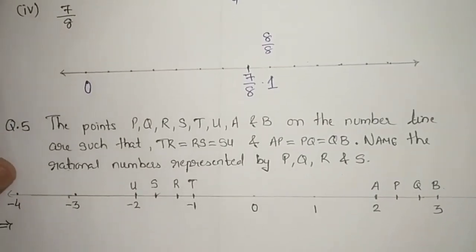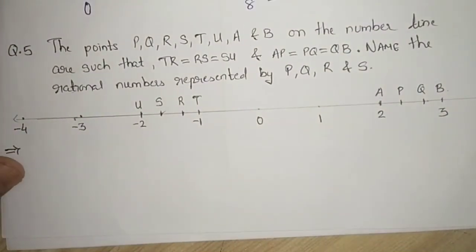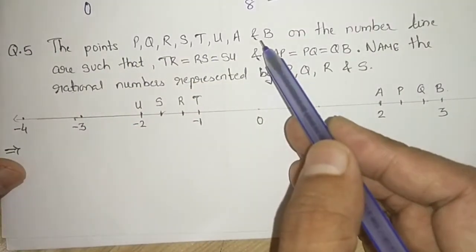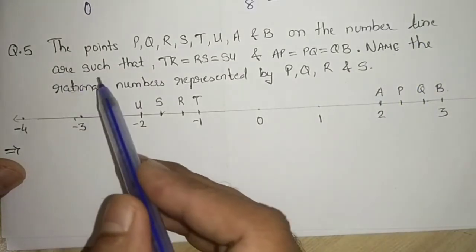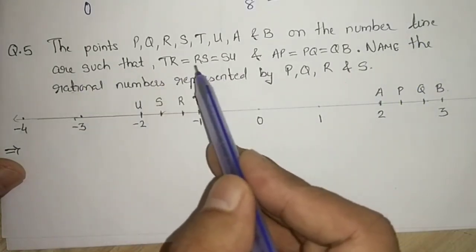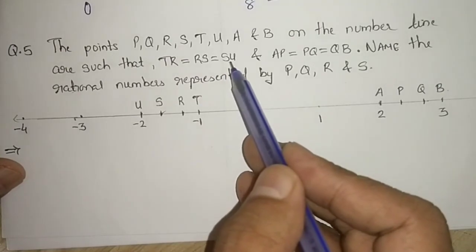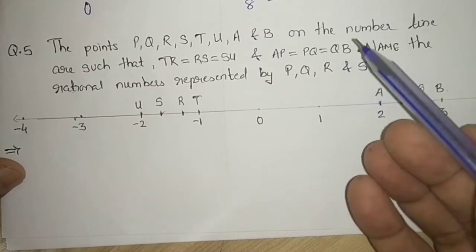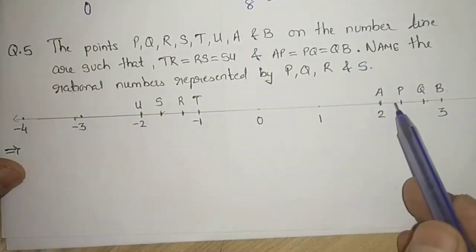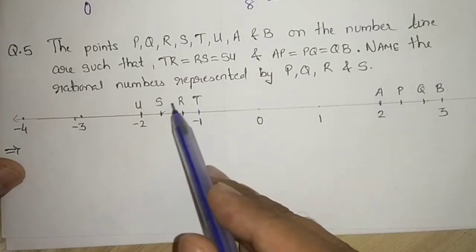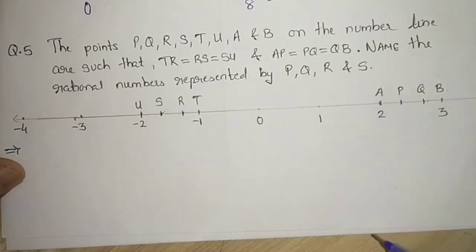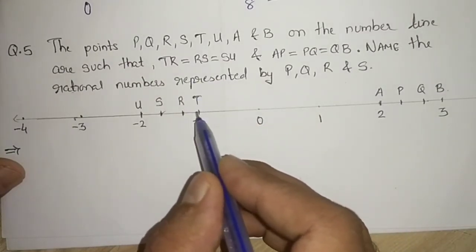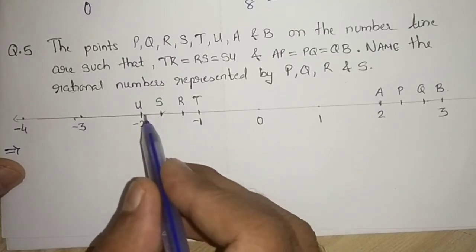Now moving to question number 5. Question number 5 says the points P, Q, R, S, T, U, A and B on the number line are such that TR is equal to RS is equal to SU and AP is equal to PQ is equal to QB. They have given us some points on the number line, that is P, Q, R, S, T, U, A and B. They are such that the distance TR is equal to RS and is equal to SU.